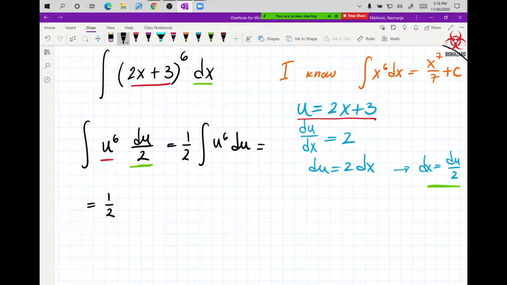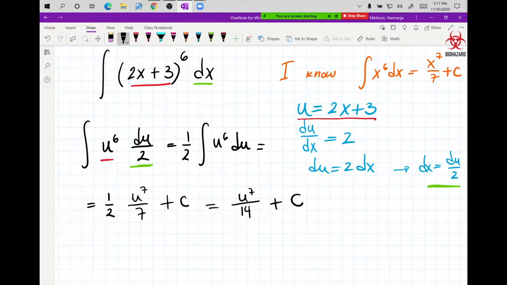I have 1/2 in front, and then u to the 7 over 7 plus c. Now that's what we know from before, right? That x to the 6 goes into this. That's a basic one. So technically what I have is u to the 7 divided by 14 plus c.